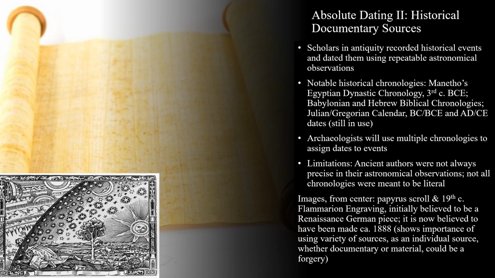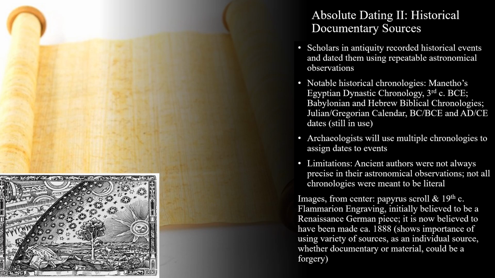Here are a few notable historical chronologies that are used by archaeologists. They include Manetho's Egyptian dynastic chronology from the 3rd century BCE, the Babylonian and Hebrew biblical chronologies, and then the Julian/Gregorian calendar, which gave us the BC and CE dating systems, which are still in use. Archaeologists will use multiple chronologies together to assign dates to historical events and to date the material objects they find.